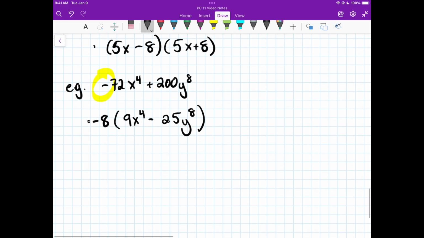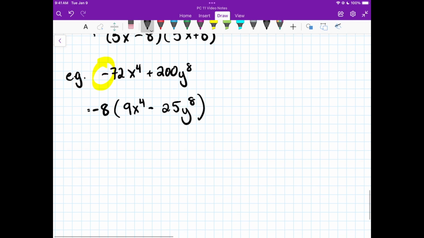Right, and so if you didn't get this far and you want to try factoring this part on your own, go ahead, pause here and give it another shot. But if not, we're just going to keep going. So we've got negative 8, and then that 9x to the power of 4 minus 25y to the power of 8. The variables seem like they make things harder, but they don't really. 9 is just going to give us a 3. X to the power of 4.